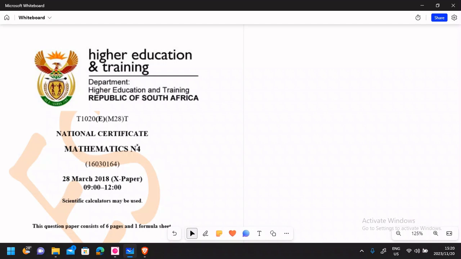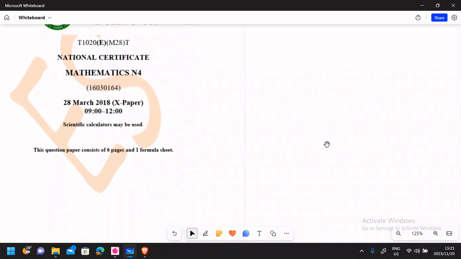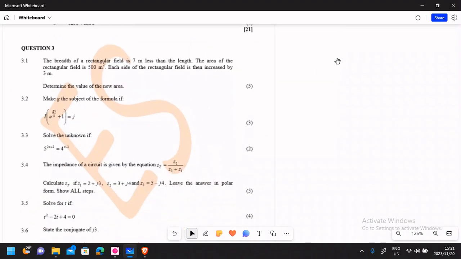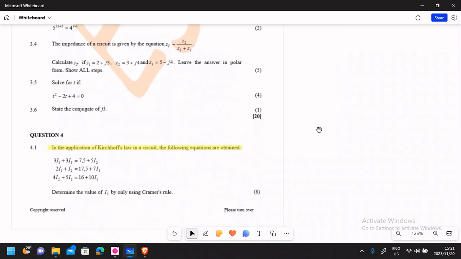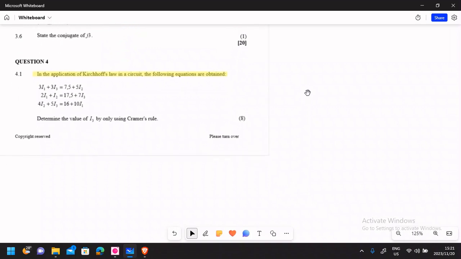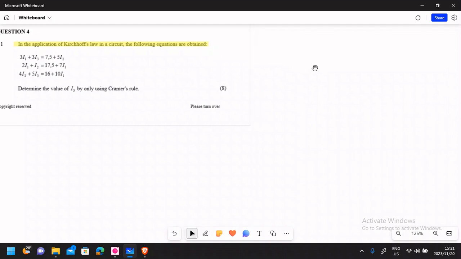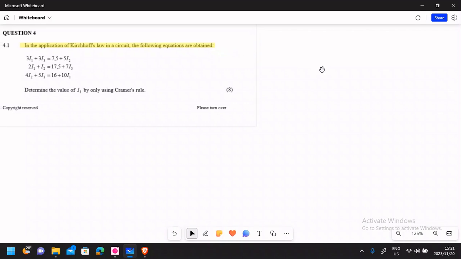All right, people, so let's start. Let's do our question, which is question 4. Let's scroll down there. We are done with question 3. As I'm scrolling down here, let's do question 4. I already highlighted question 4 there. Now let's look at this question here.